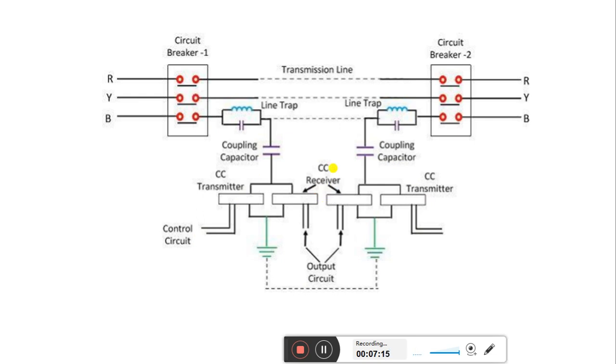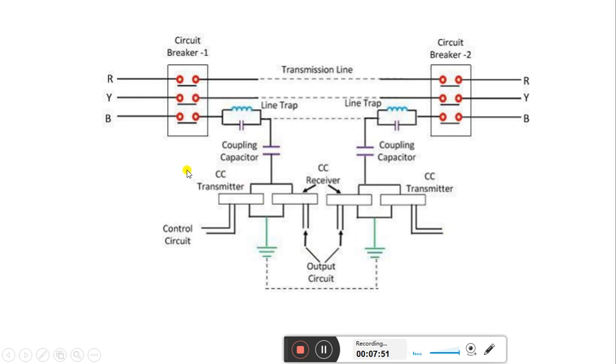Whenever any carrier signal is transmitted from any end, whether from this side or from this side, these signals are received through the receiver, and this receiver converts them into an appropriate DC signal, and that DC signal is fed to the control circuit for controlling the protection system. So this is the explanation of this carrier current protection scheme diagram.